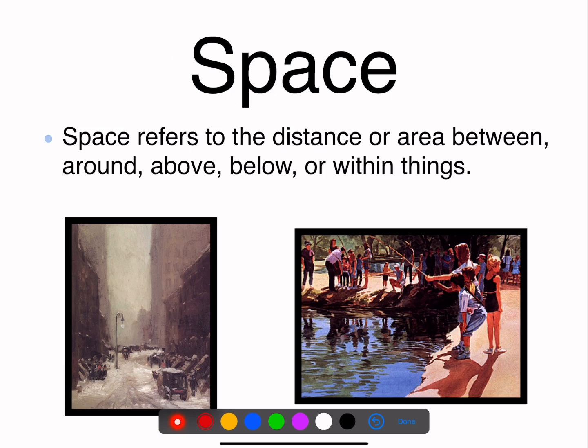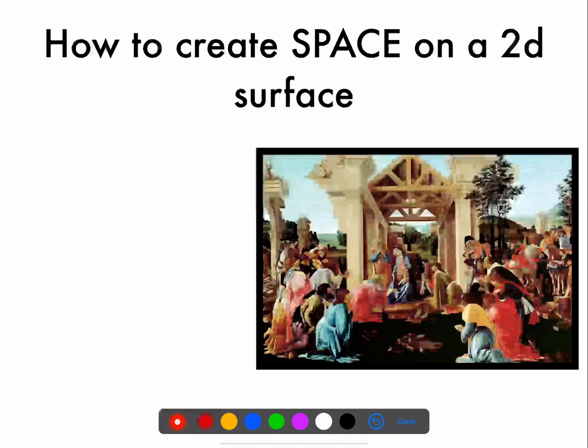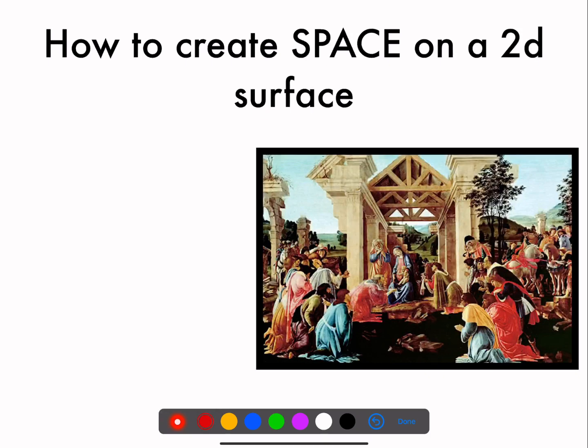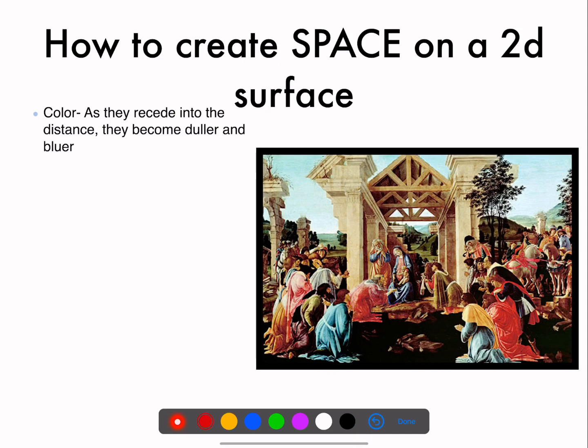The last element of design that we're going to be learning about is space. Space refers to the distance or area between, around, above, below, or within things. For this project and for other projects that you will be creating, we're going to be talking about how you can create space on a two-dimensional surface. So the first way is you can change the color.